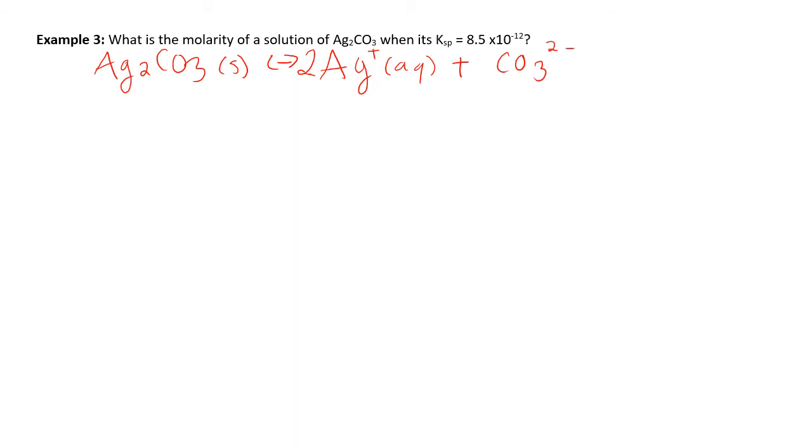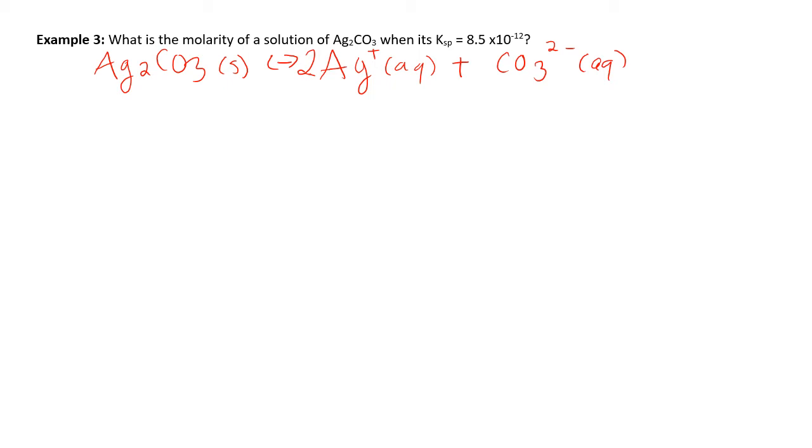So we can think of it this way. Let's see how this breaks down. We've got silver carbonate solid creating an equilibrium of silver ion, there are 2 silver ions there, and those would be aqueous, plus our carbonate ion, which we know is a 2 minus charge, aqueous, and there's one of those.